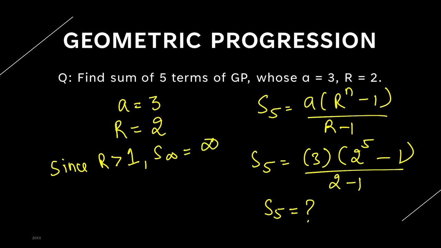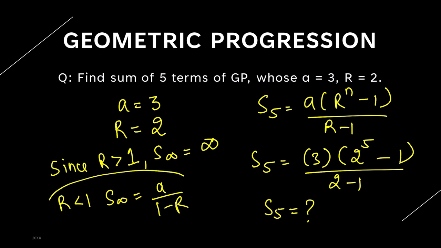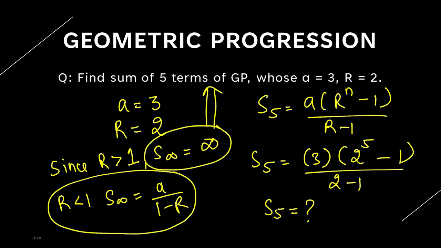If it had been that r is less than 1, we should have used the formula of a upon 1 minus r. But this is not the case. So the sum of infinite terms in this example is infinite only. I hope this is clear. If this is not clear, just rewind the video and watch the last slide, where you will be able to understand what I am trying to say here. Right? I hope this is clear.